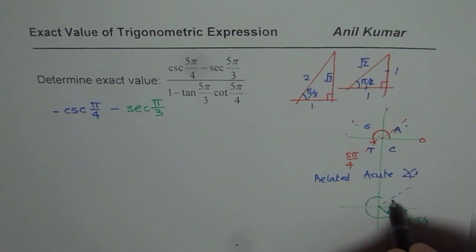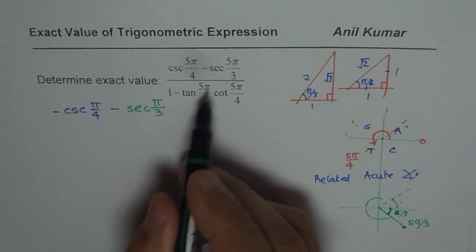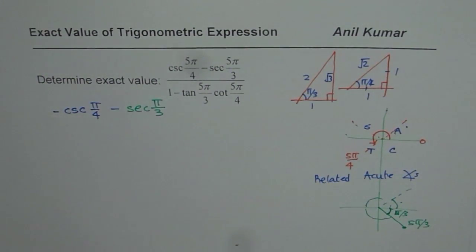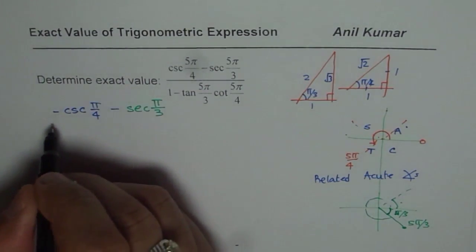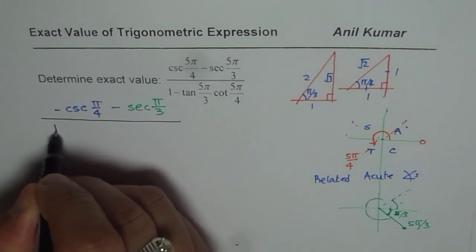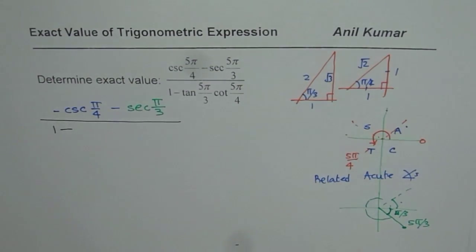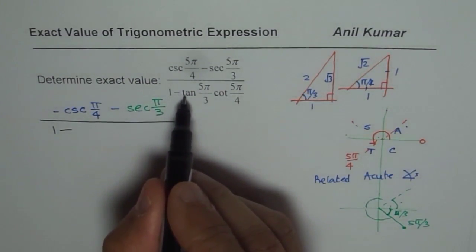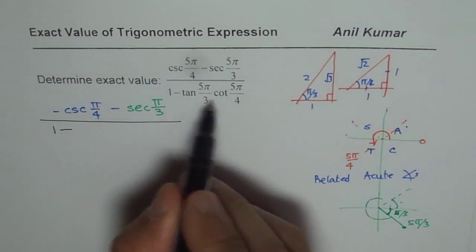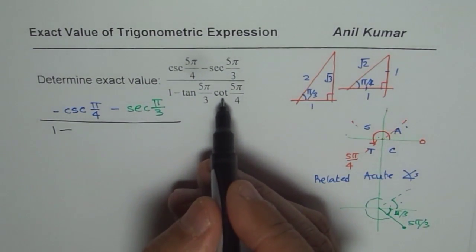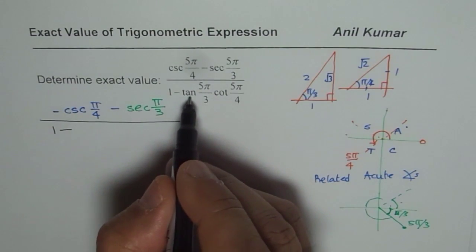So if we translate it, it will be same. Okay. Divided by, so we have now divided by 1 minus tan 5 pi by 3. In this quadrant, tan is negative, so we'll make this one positive. Okay. Now there's another cotangent. We'll see that later.